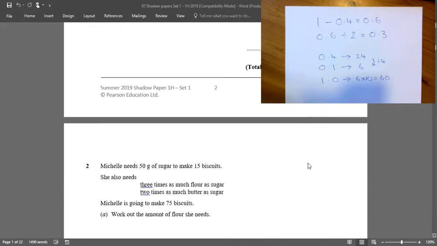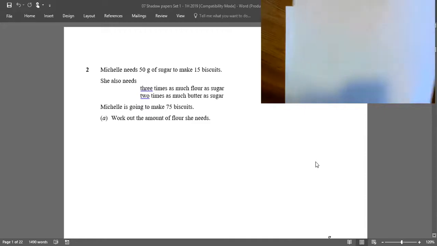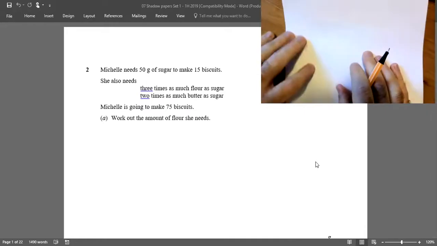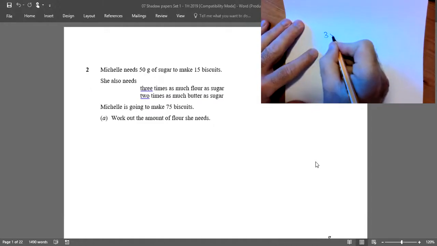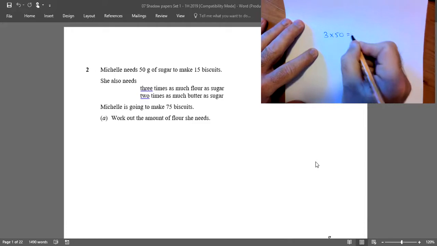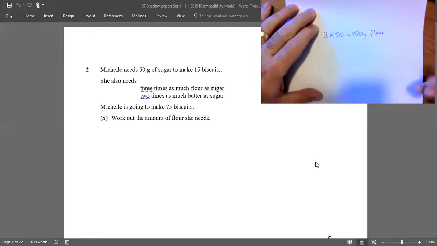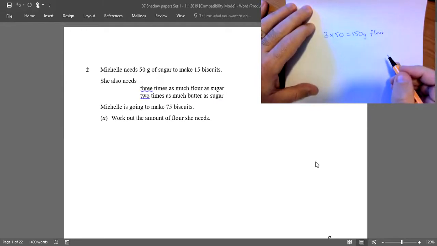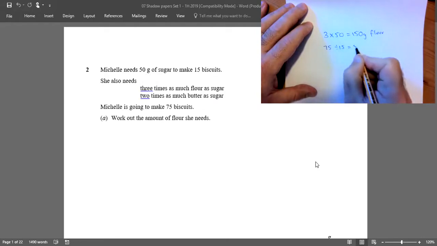Okay. Question number 2. So 50 grams of sugar to make 15 biscuits. There's 3 times as much flour as sugar. So 3 times 50 is 150 grams of flour. And that makes 15 biscuits. Okay, Michelle's going to make 75 biscuits. So 75 divided by 15 is 5. And then 5 multiplied by 150 grams of flour is 750 grams of flour needed.